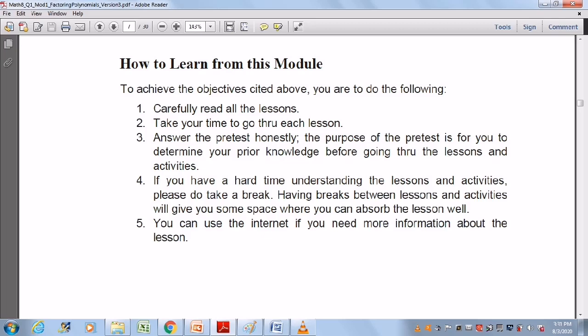5. You can use the internet if you need more information about the lesson. So, may advantage talaga if you have access to the internet, because lalo na kapag mga math lesson, they need to watch tutorials. Yung nga tayo ay nagtuturo with our direct instruction, nahihirapan pa yung mga students natin.